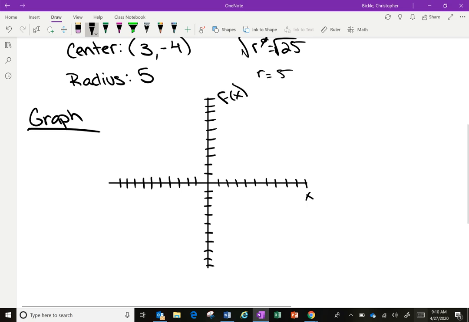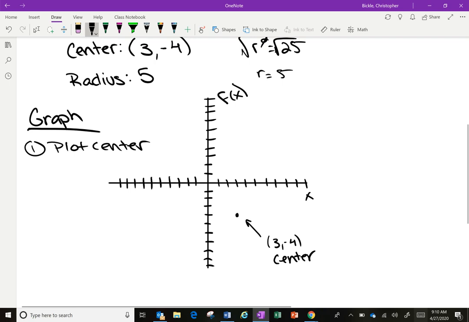So when we graph this, the first thing you guys are going to do is plot the center. To figure out where the center of our circle is, it's at that point 3, -4. So you go right 3: 1, 2, 3. You go down 4: 1, 2, 3, 4. So that point right there, 3, -4, is also our center, okay?